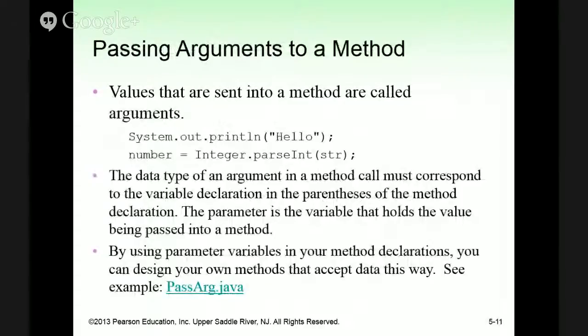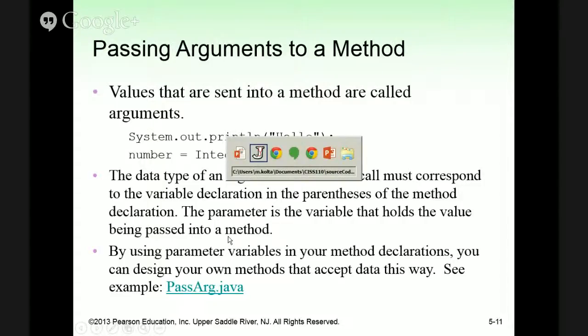Now, passing arguments to a method. A method that we're familiar with by now is the println method. It does require an argument of type string. So in order to use this method successfully, we do have to pass it a string in between the parentheses. This method, parseInt, takes in a value of type string. It could be hard-coded, it could be a variable, and it returns a number of type int. So let's look at an example of a user-defined method that requires an argument, PassArg.java.